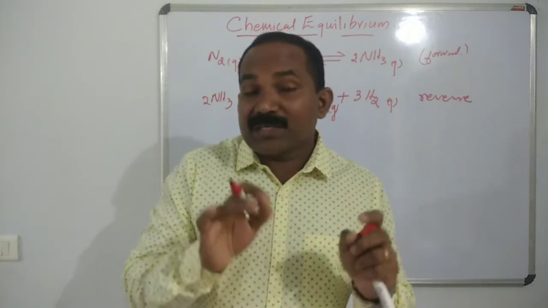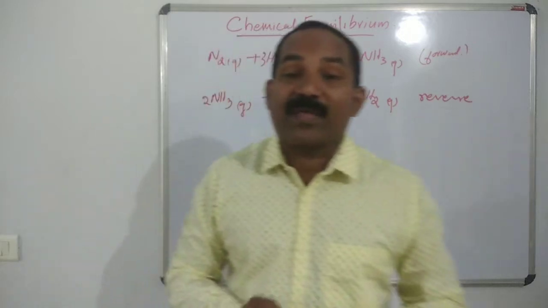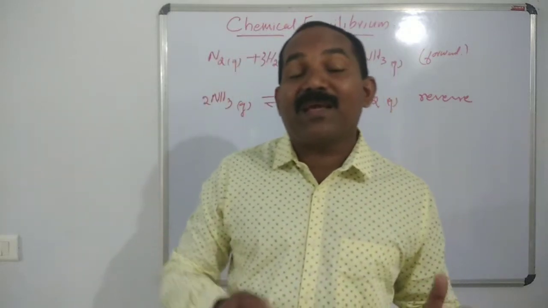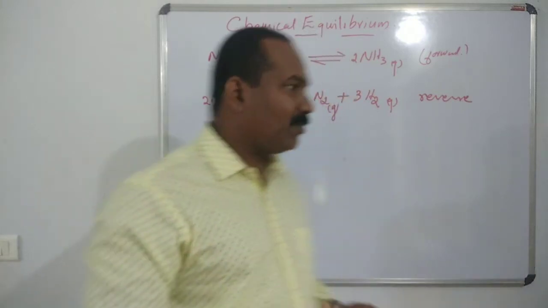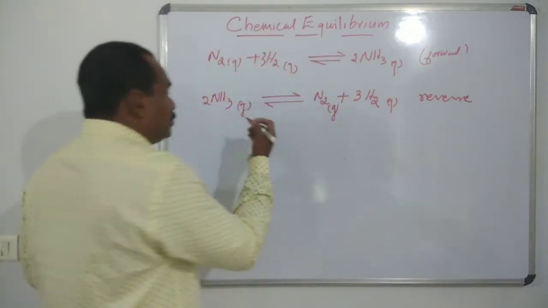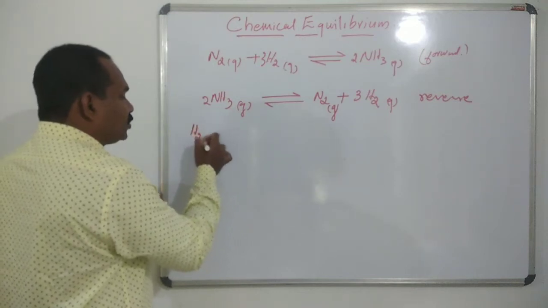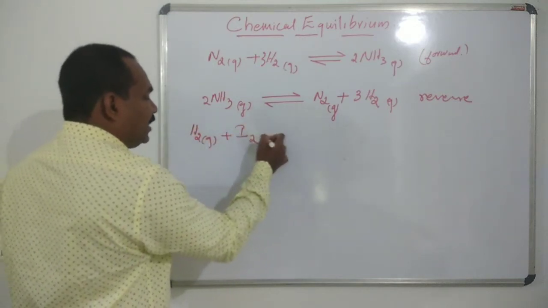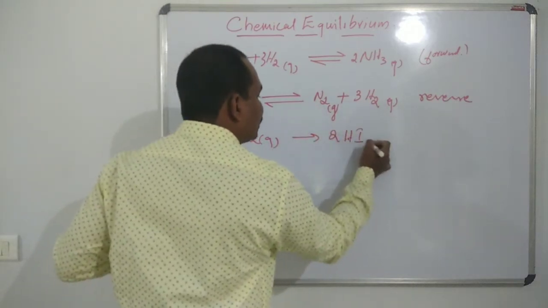So it concludes that equilibrium can be attained in either direction. One more example, H2 and I2. H2 gas plus I2 gas gives 2HI gas.